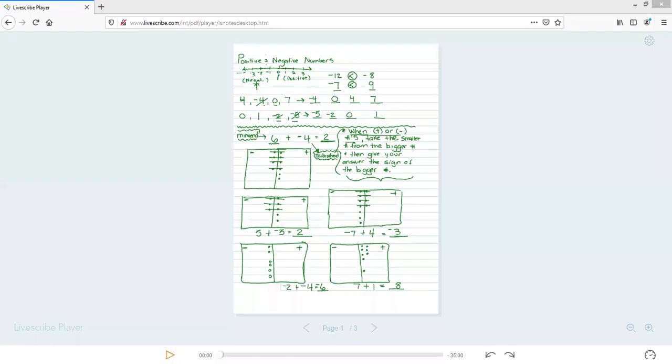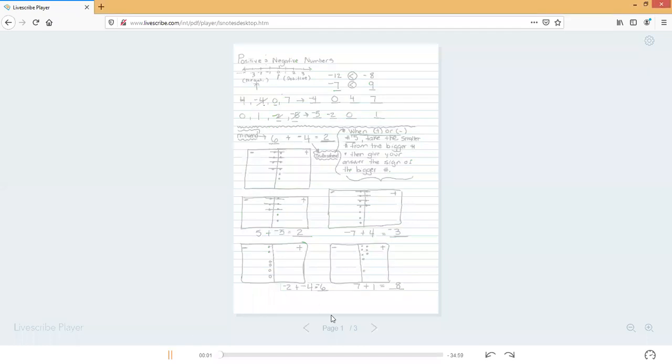The following lesson is for integers, adding and subtracting. Okay, this lesson is on positive and negative numbers. Positive and negative numbers, one of my favorites. Okay. Now, a few things to remember before getting into this lesson.